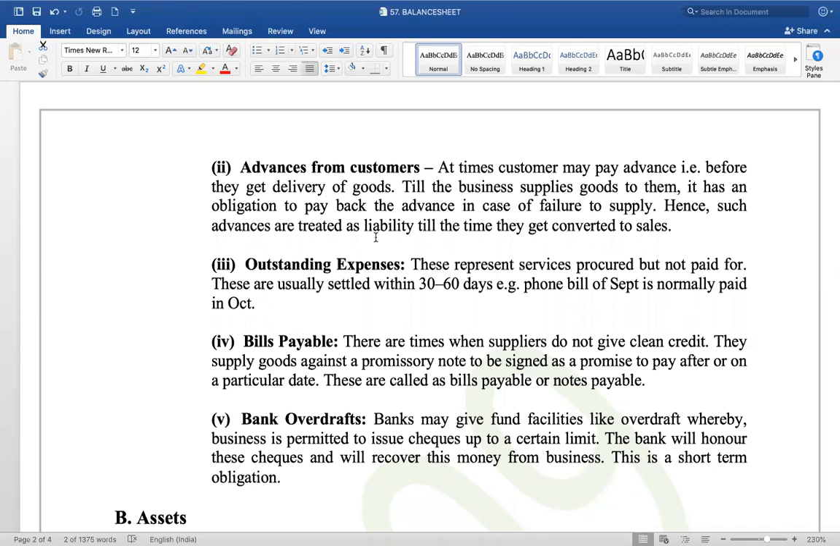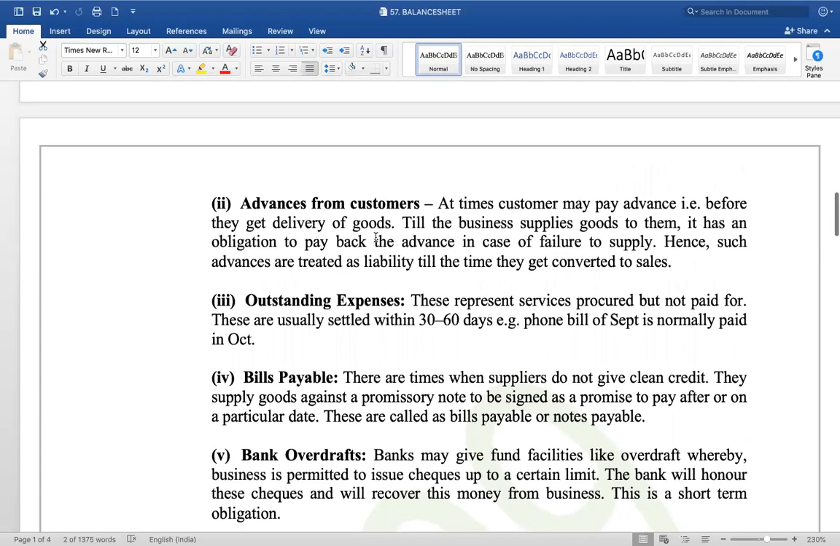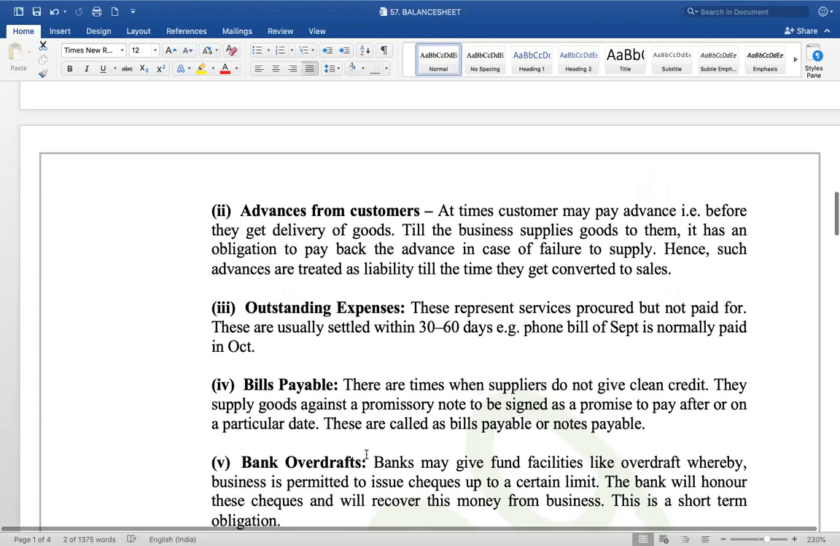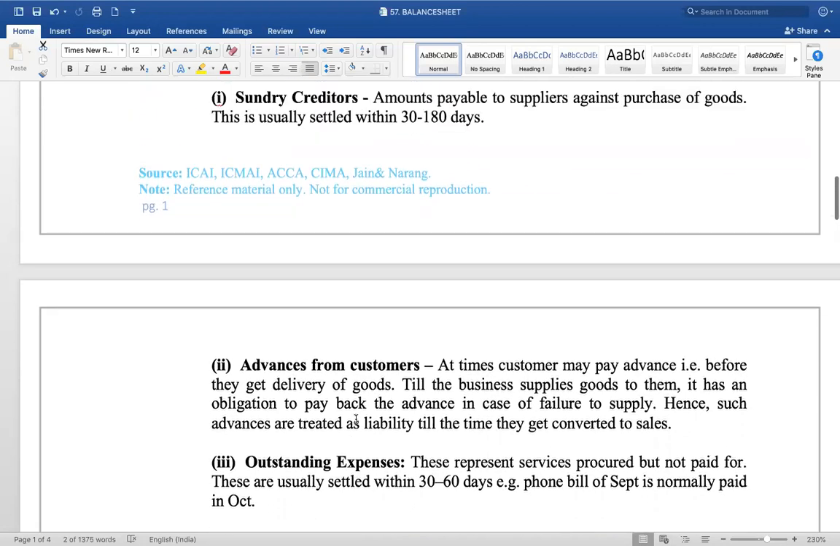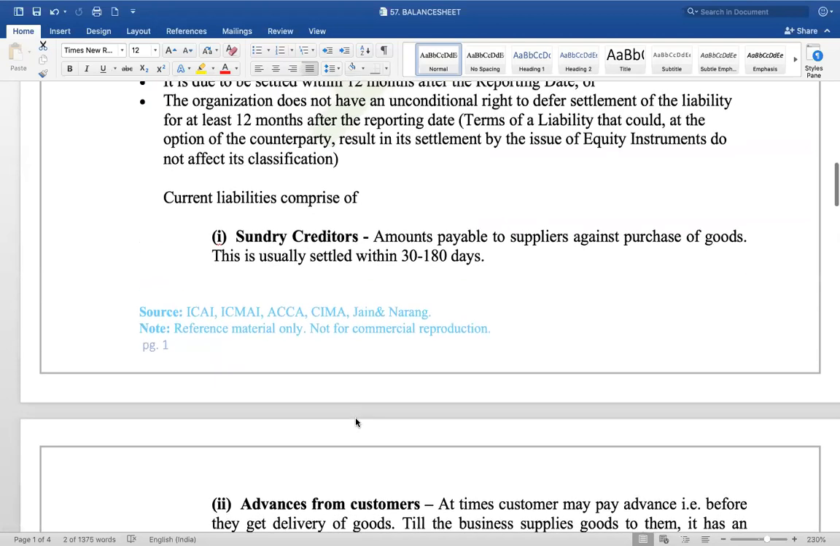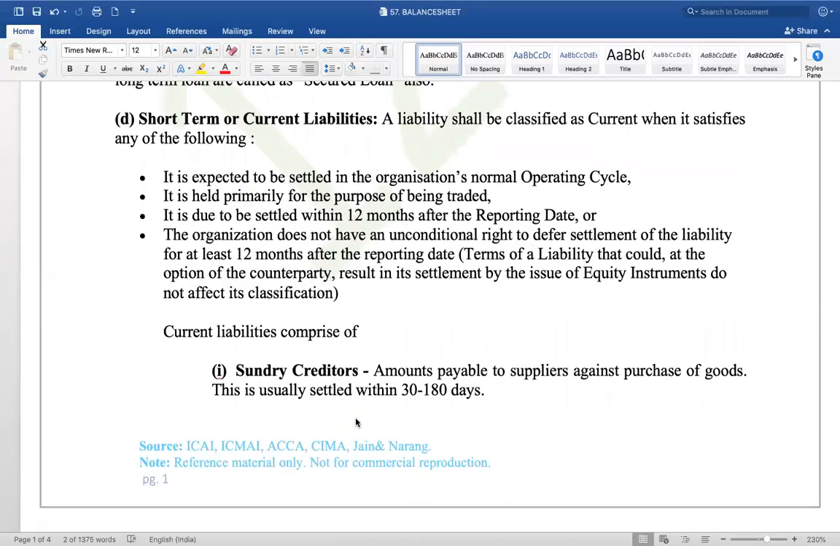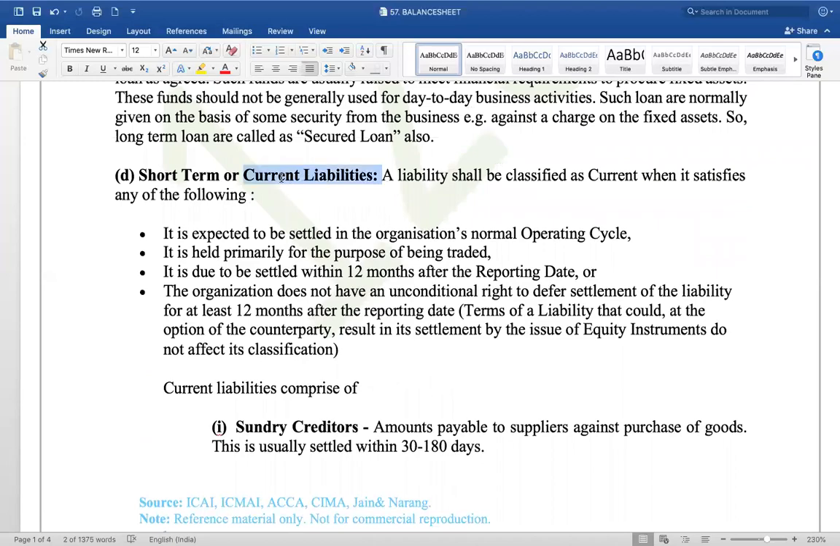What is that? When you have to sell goods, you first call for deposits. They deposit with you, which is repayable. So that is money that belongs to others, but it is for a short-term duration. That's a short-term obligation, right? So now, what are the short-term obligations? Bank overdraft for a short duration, bills payable, outstanding expenses, advances from customers, sundry creditors. These are all the list of current liabilities.